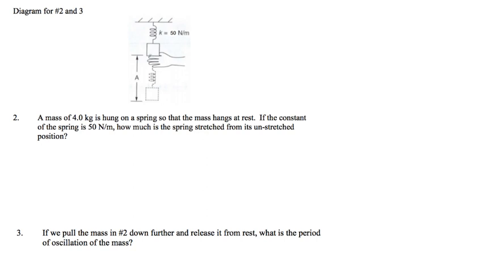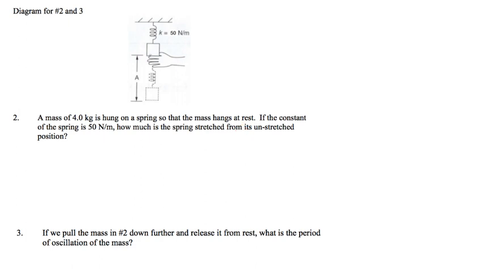In this problem, for part A, if you read the problem, it says a mass of 4 kilograms is hung on a spring so that the mass hangs at rest. If it hangs at rest, then that means it's not moving up or down. There's no net force on it, and that means the forces on it have to be balanced.